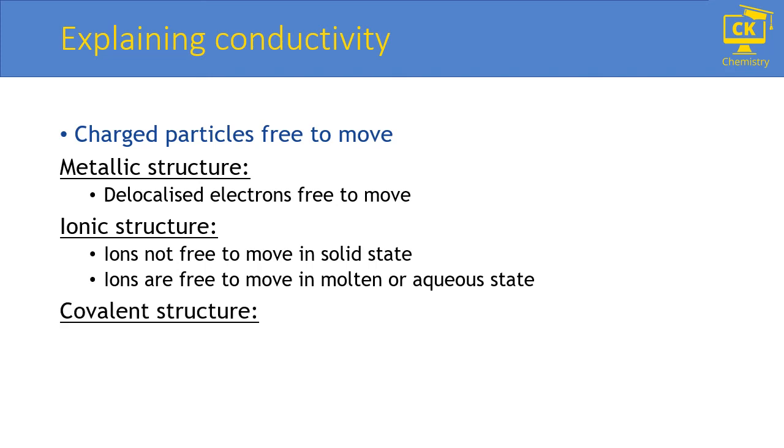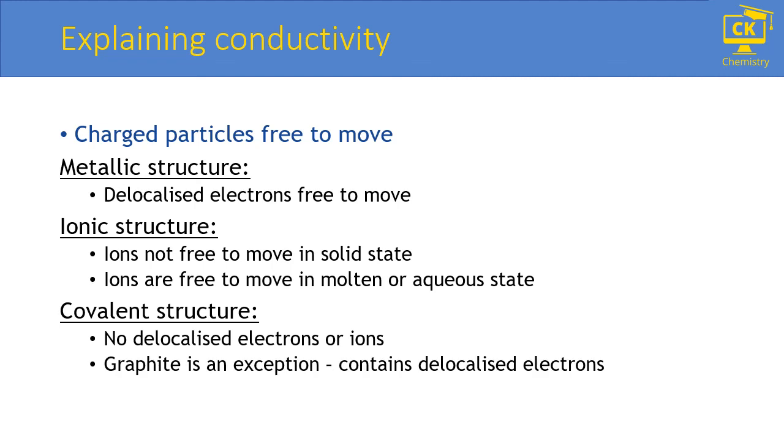And in a covalent structure, everything is held together by the sharing of electrons and the attraction between the nuclei and the shared electrons. There are no delocalized electrons or ions in a typical covalent structure, so there is no conductivity, whether solid, molten, or aqueous. So although, for example, I can take something like CO2 and dissolve it in water so the particles are free to move, that doesn't mean that it's going to conduct, because the CO2 particles themselves cannot carry a charge.